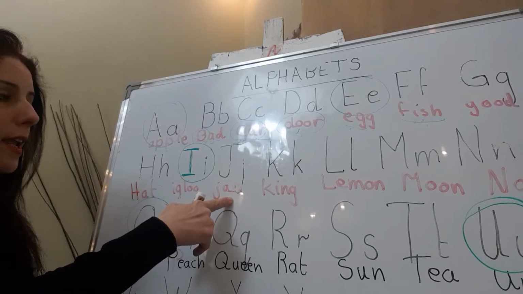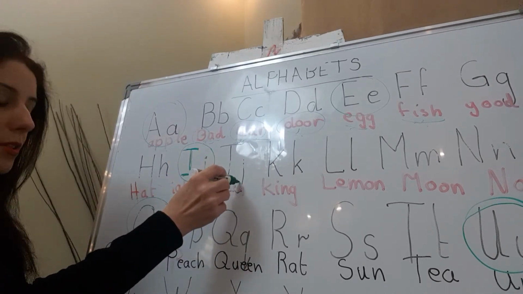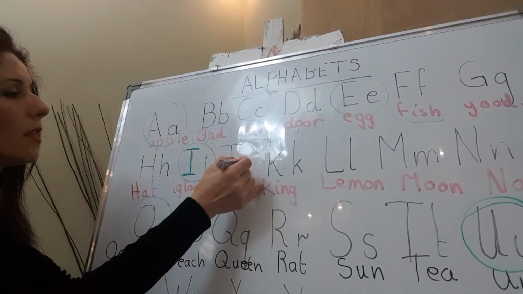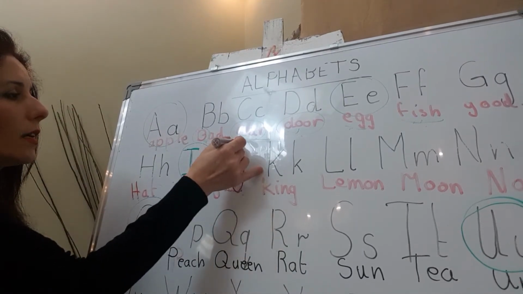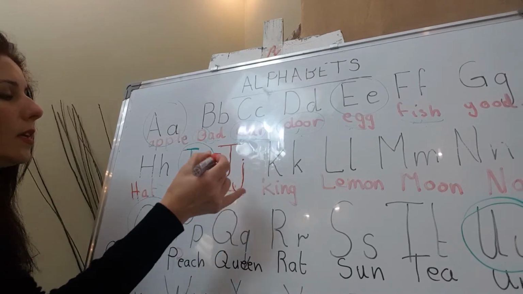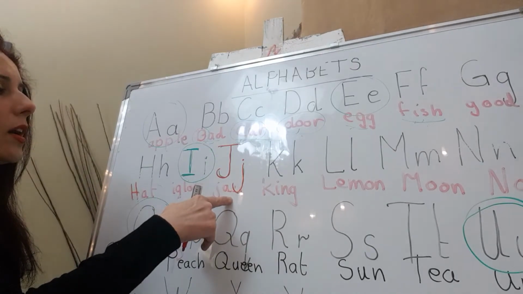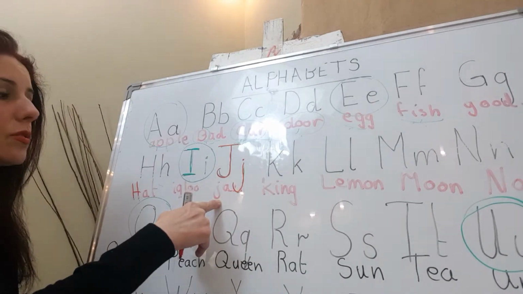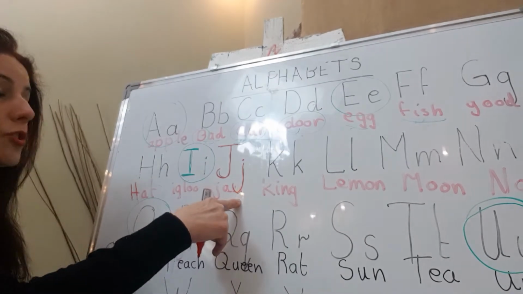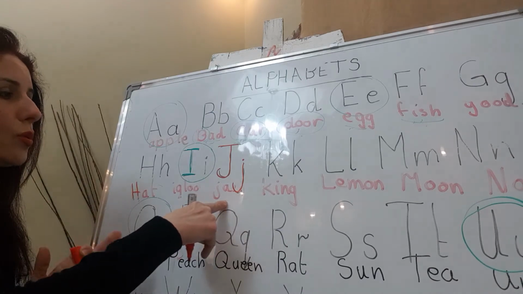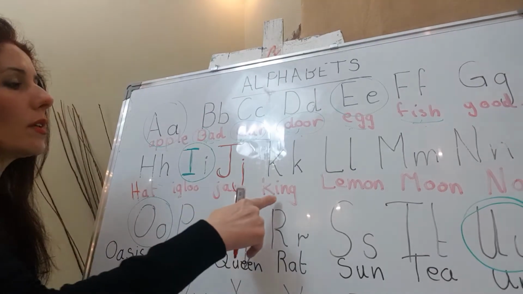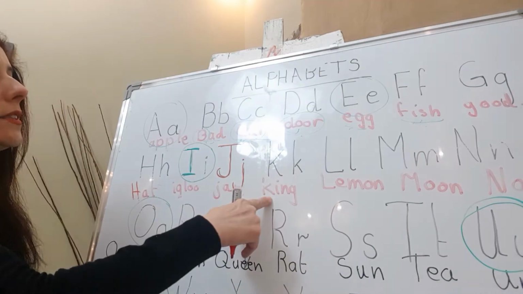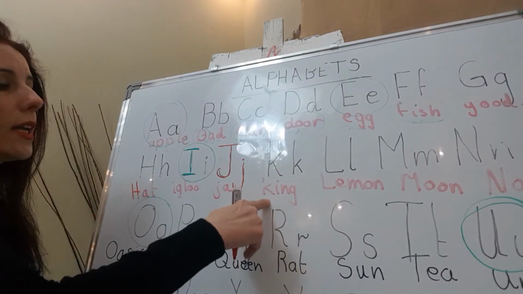And J, the capital letter and the small letter. If you cannot see the letter, I can write it again here. So it is J, this is the capital letter and the small letter, and we can pronounce it J, like jam, according to the word. And this is K, the capital letter and the small letter, and it is K, like king.